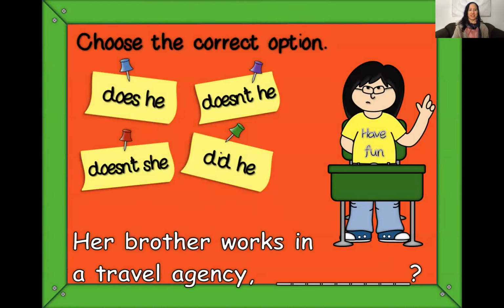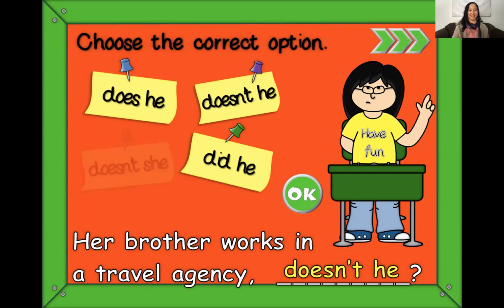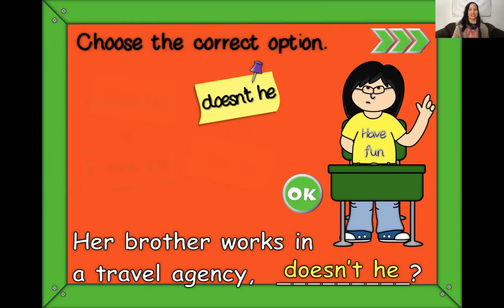Choose the correct option. Her brother works in a travel agency. Find your verb, find your noun. Doesn't he? Did you get it? Congratulations if you did. Remember, in this one, if there's no auxiliary to match or no modal to match, we use the verb do or did, okay?